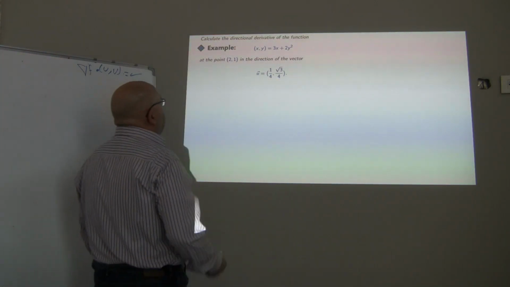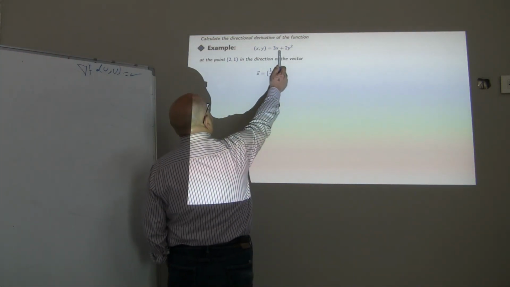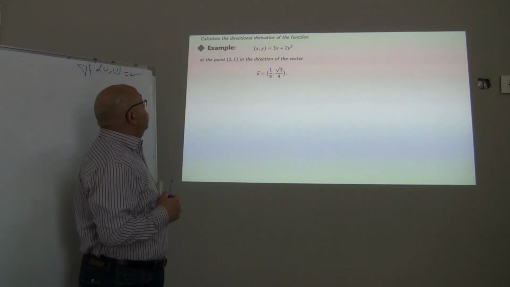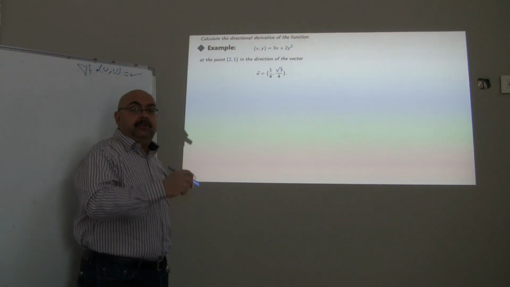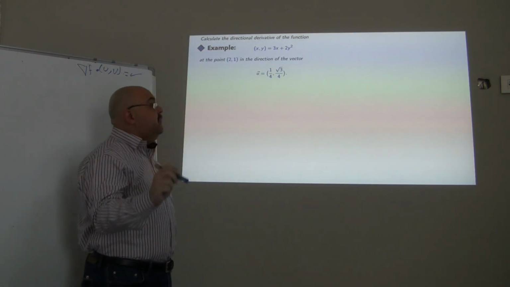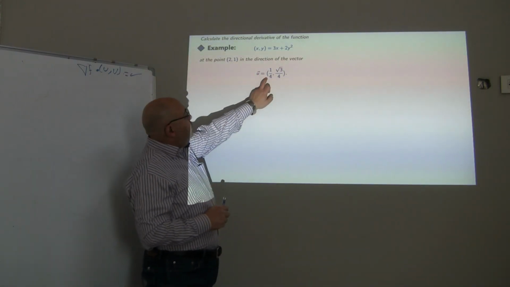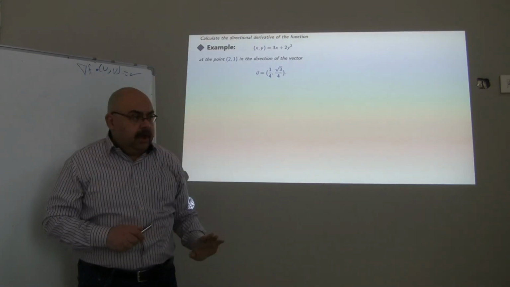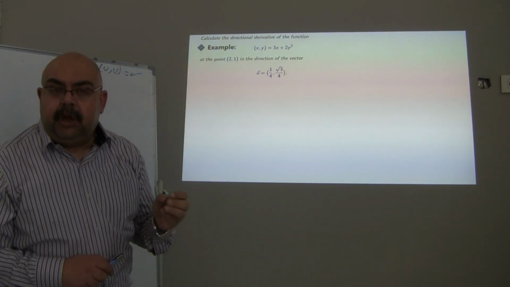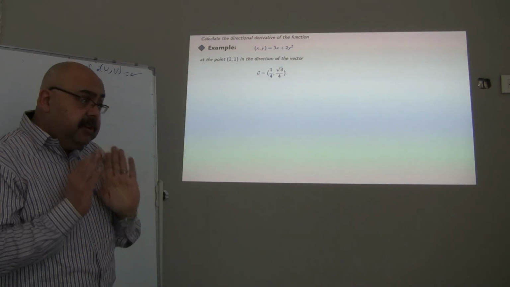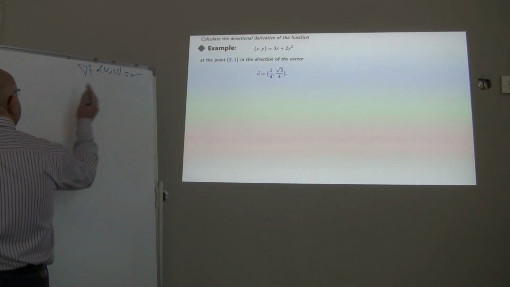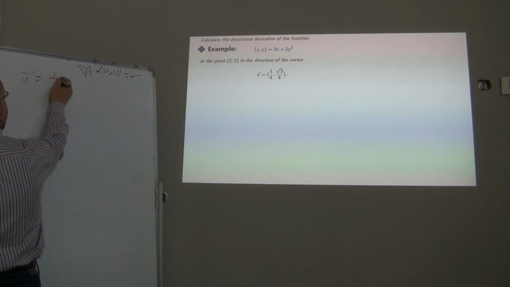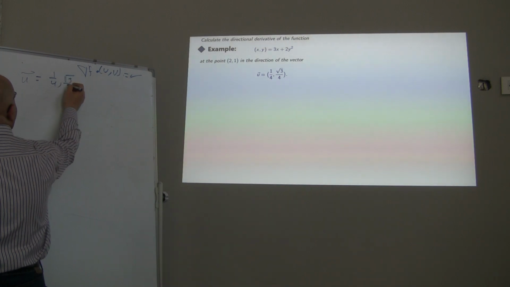Here is f, I'm giving you f, which is 3x plus 2y squared. I need you to evaluate the directional derivative in the neighborhood of the point 2 and 1, or at the point 2 and 1, in the direction of the vector a quarter plus root 3 over 4. The first thing to check is whether this vector is a unit vector or not. So the first step, I will take this vector, which is simply the u vector, equal to 1 over 4 and root 3 over 4.